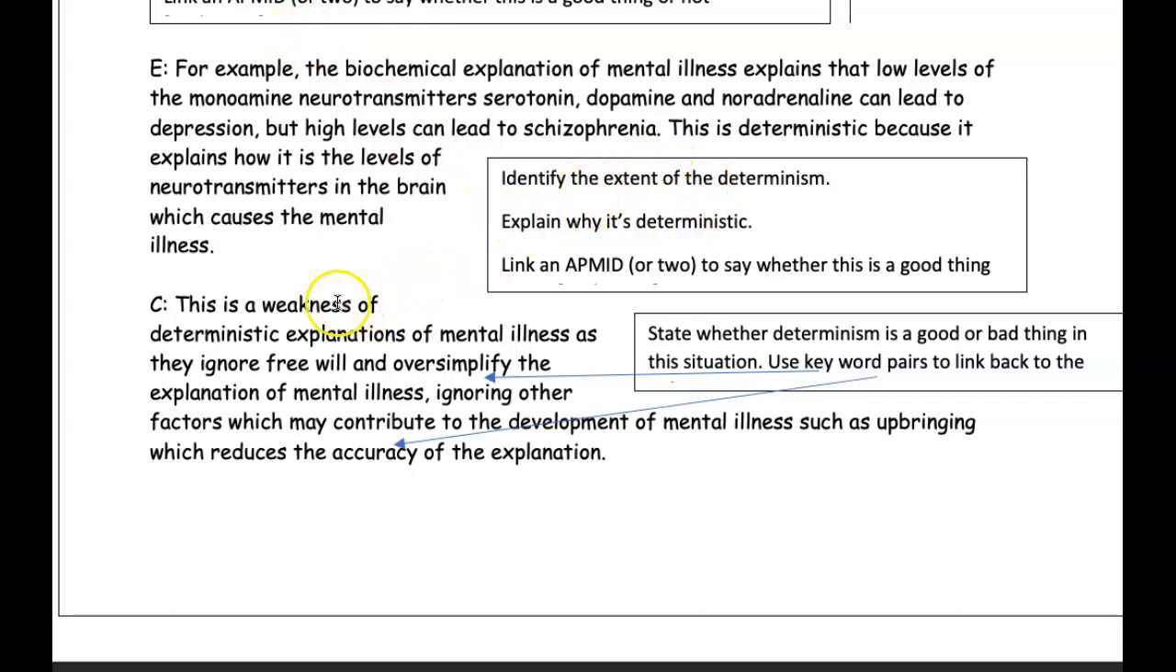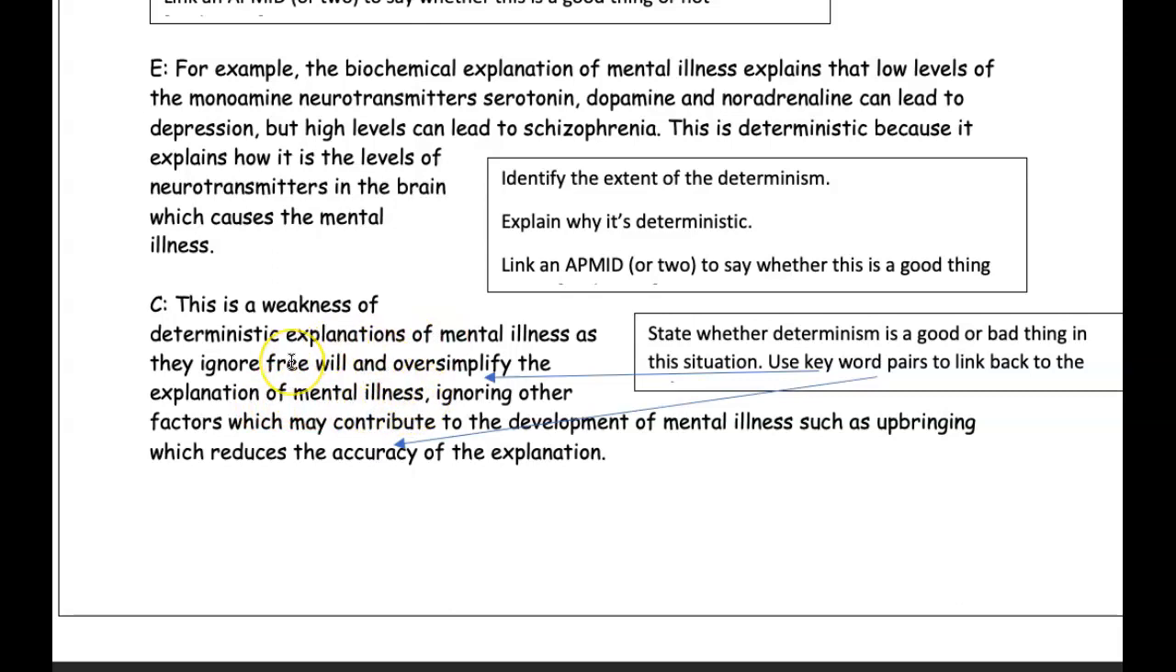Okay, right, the last little bit here, you can see I've annotated these up. These are in your booklet, aren't they? I always start off my comments with this is a weakness, or this is a strength, because I think it tells the examiner that you're making a comment at that point about the extent of the determinism. This is a weakness of deterministic explanation of mental illness, as they ignore free will and oversimplify the explanation of mental illness.